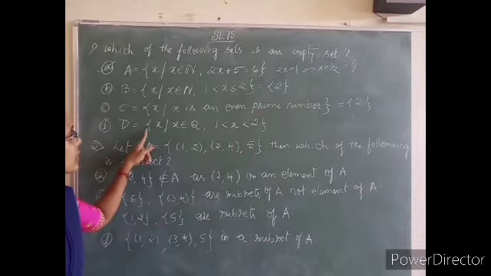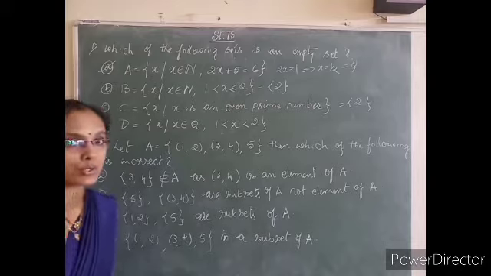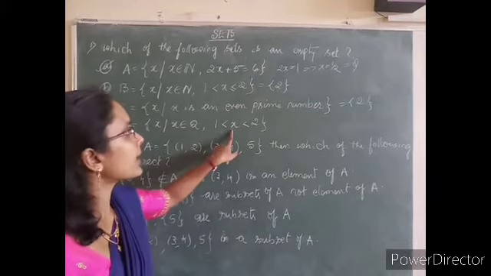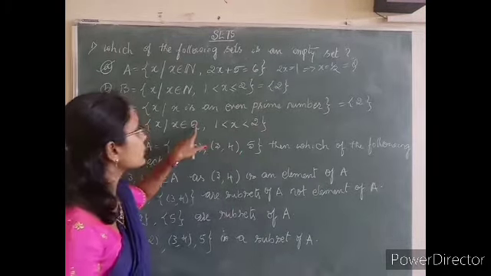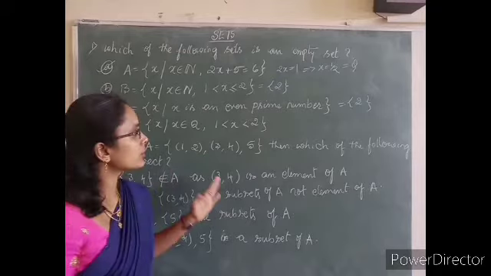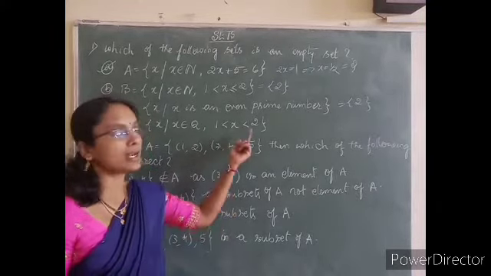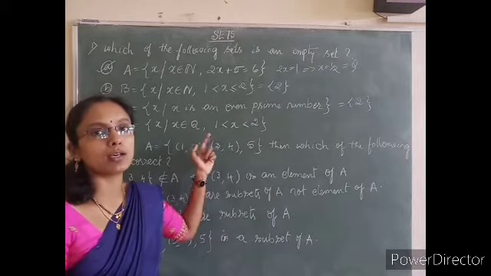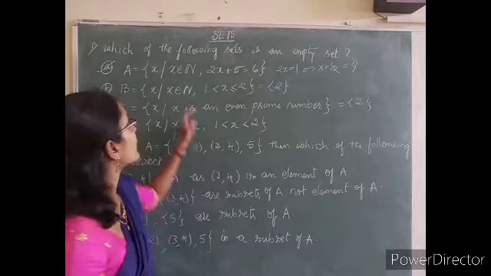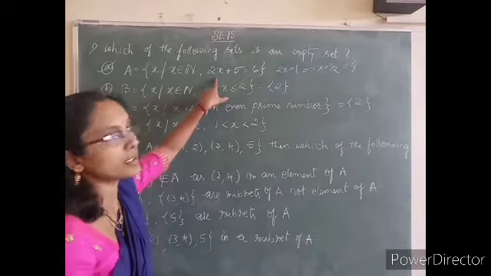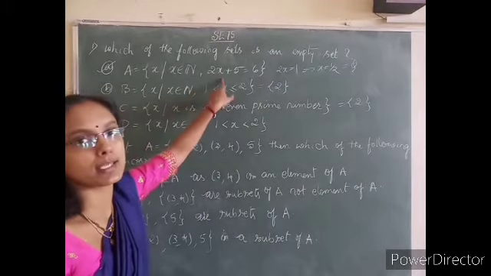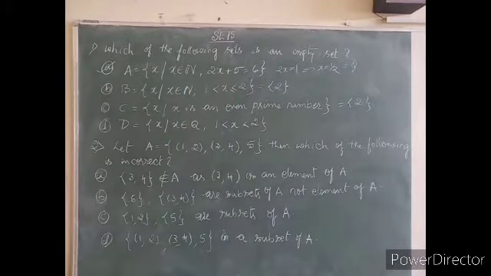And the last set is set of all x such that x belongs to Q, 1 less than x less than 2. Q is the rational numbers. So we are collecting all the rational numbers in between 1 and 2. Again, this is not an empty set. Therefore, only option A. So set A is empty. Next we move to the next problem, the second problem.